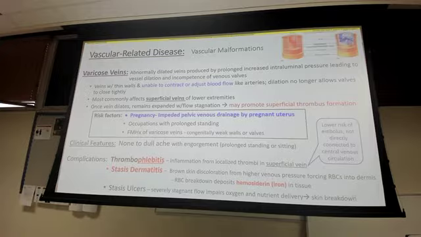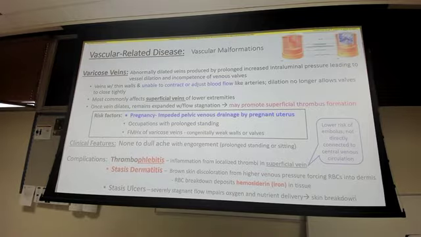Because of the way these superficial veins drain into the deep system, there's a low likelihood that a superficial vein clot is going to go into the deep venous system and then into our lung. Could it happen? For sure it could. It depends on where it's at.